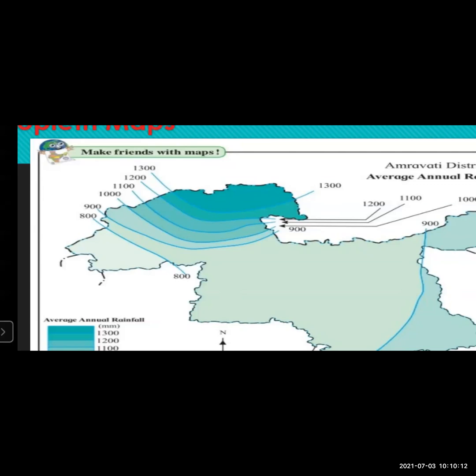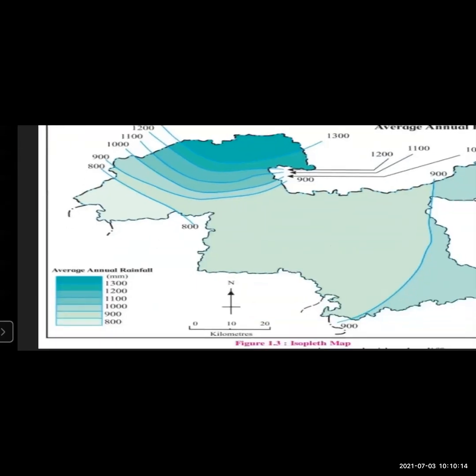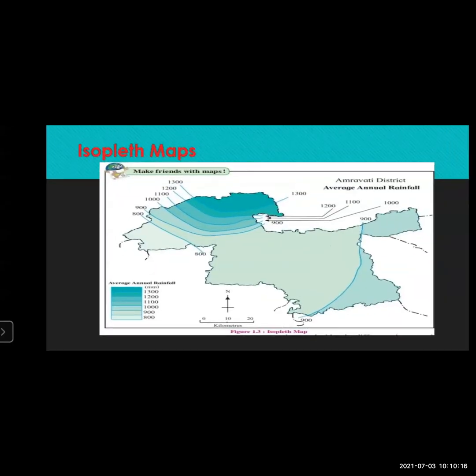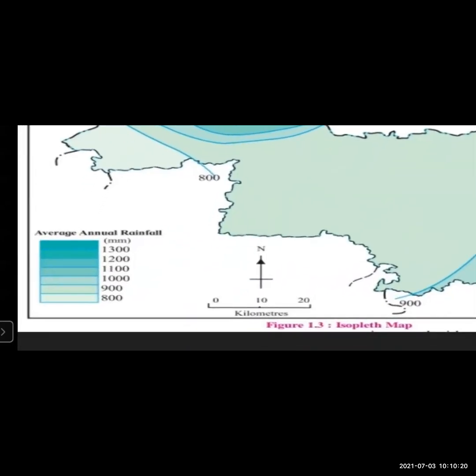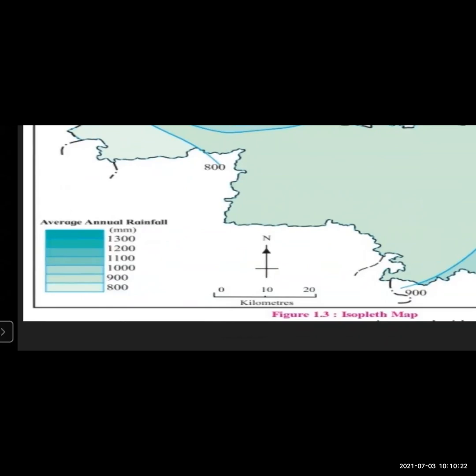Now next, you can see the class interval over here. The average annual rainfall, in millimeters, the class intervals are done over here. 800, 900. See, first they have started with a shade which is very dark. Then 1200, then 1100, 1900 and 800. So this is how the class interval is decided.